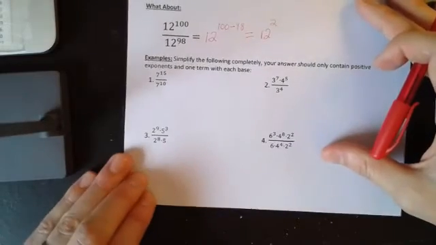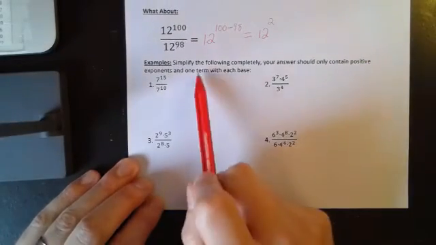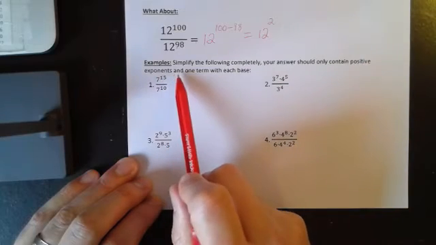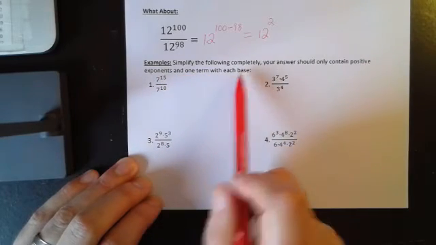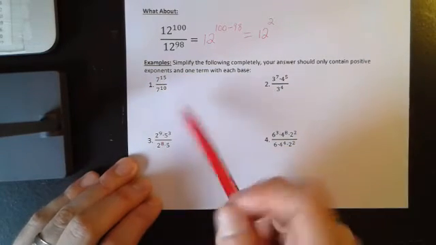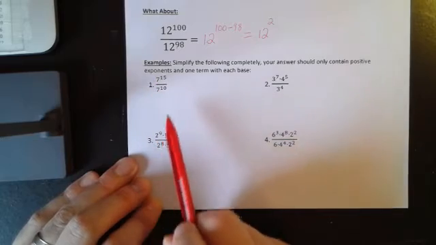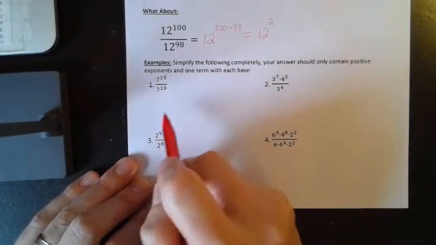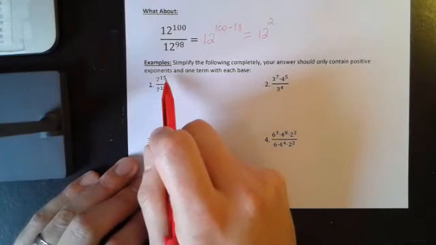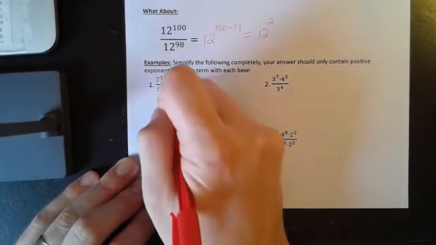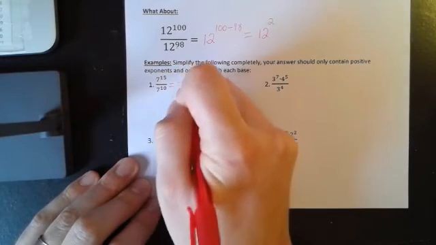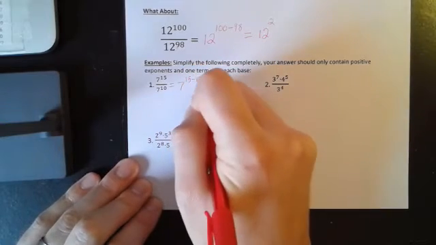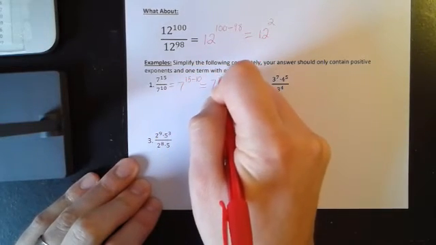So for our examples today, we want to simplify the following completely. Your answer should only contain positive exponents and one term with each base. So that means my final answer shouldn't have 2 base 7s. I want to simplify that because they have the same base. So using our quotient rule, we have 7 to the 15th divided by 7 to the 10th. That's the same thing as saying 7 to the 15 minus 10, which will give us 7 to the 5th.